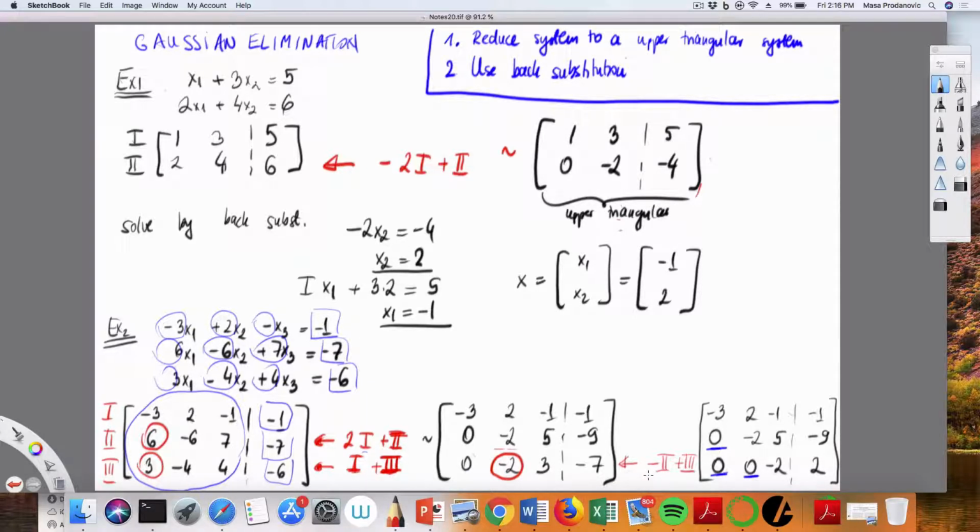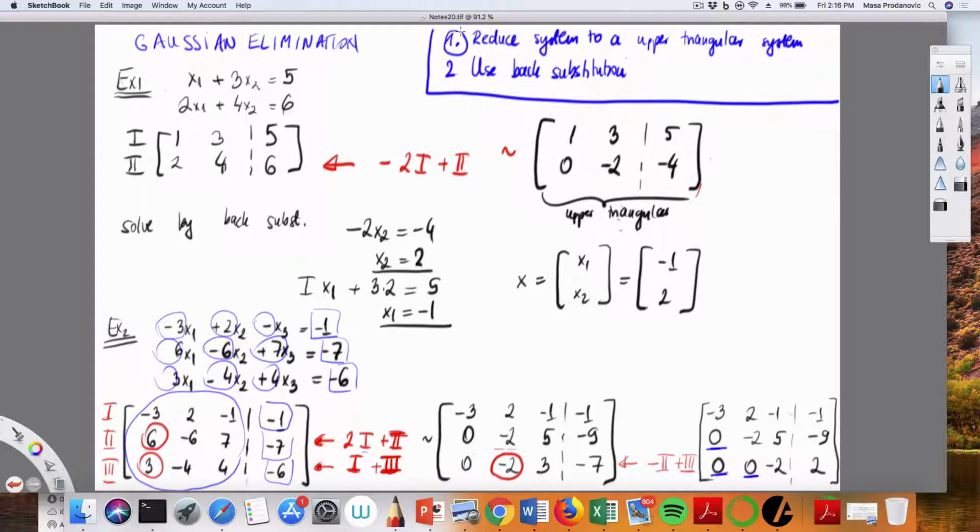Okay? And whether you do minus 2 plus 3 or 2 minus 3, in terms of second row minus third row, it's all the same, really, in terms of ultimate solution. Just don't make an error while doing simple computation here. Okay? And then I have an upper triangular system. So I've done my step 1, okay? And now I'm ready for back substitution, okay?